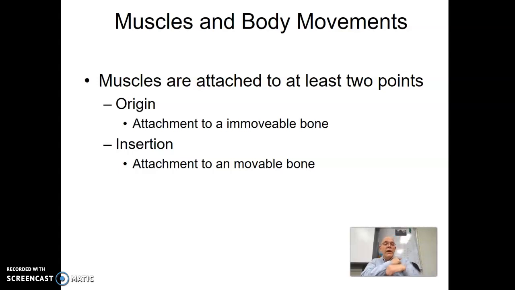Now, if you moved your elbow like this, now the shoulder would be the immovable bone, and that would be the origin, and the insertion of these muscles that allow you to do the chicken wing thing here, where they attach to your humerus, would actually be the insertion. So it depends what movement we're talking about, and which muscle we're talking about, which one is the insertion, and which one is the origin.